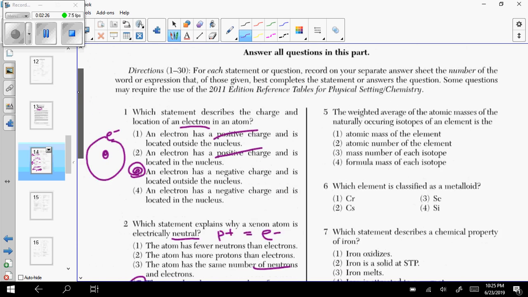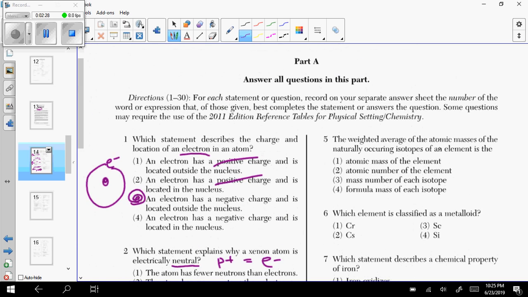All right. The weighted average of atomic masses of the naturally occurring isotopes of any element, that's called the average atomic mass of the element. So it's the atomic mass. It is not the atomic number. The mass number is the protons plus the neutrons. It's not the weighted average. And the formula mass is like gram formula mass if you add it up for a compound.